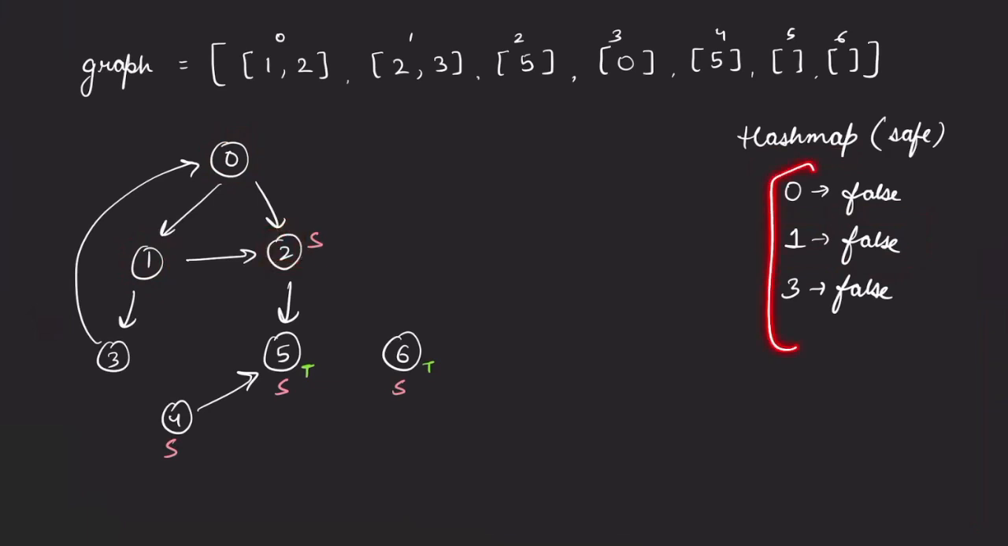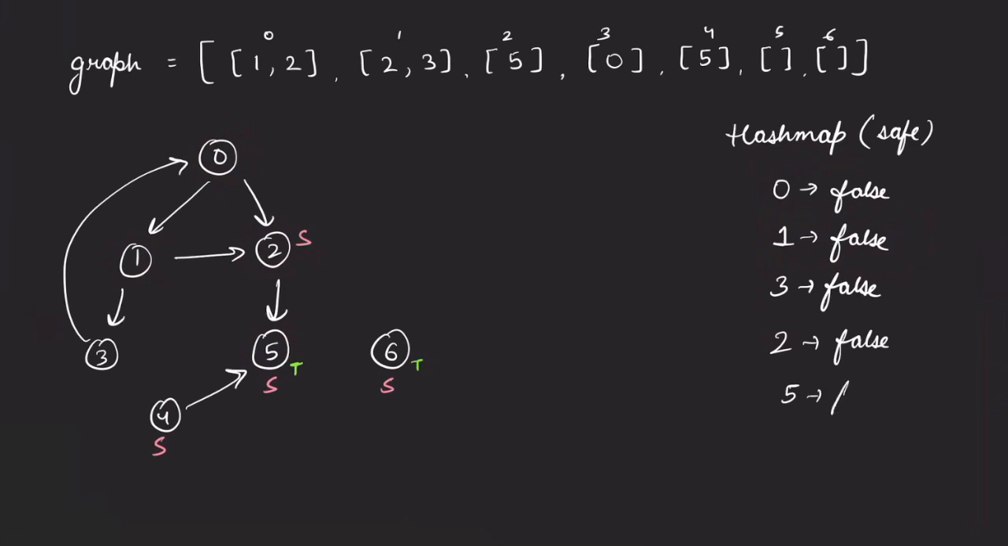Node 2 is not present over here, so we will perform DFS, right? So node 2, first of all, we will update 2 to false over here. Then its neighbors are node 5 only. So we will update 5 to false over here, right? Now for node 5, there is no neighbor, right? So that means this is a safe node. So we will update this to true, right? So this 5 will return a true to node 2.